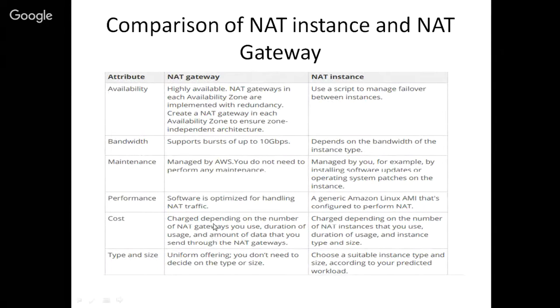So depending upon the traffic you are sending through the NAT gateway, that will calculate your cost. And in the case of a NAT instance, it is charged depending upon the number of NAT instances that you use, the duration of usage, and the instance type and size. Type and size: for a NAT gateway it is a uniform offering, you don't need to decide on the type and size. For a NAT instance, choose a suitable instance type and size according to your predicted workload. Okay, so this is the comparison table between your NAT instance and NAT gateway.